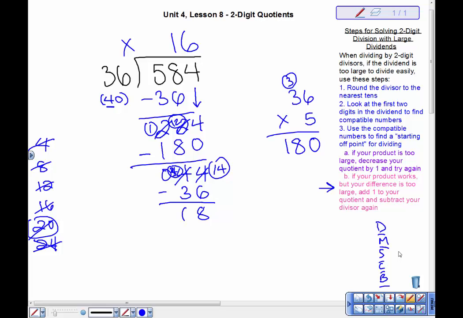Should be a 3. And I end up with 8. 8 is smaller than 36, so 16 works. There's no other numbers to bring down, so this becomes my remainder. 16 with a remainder of 8.